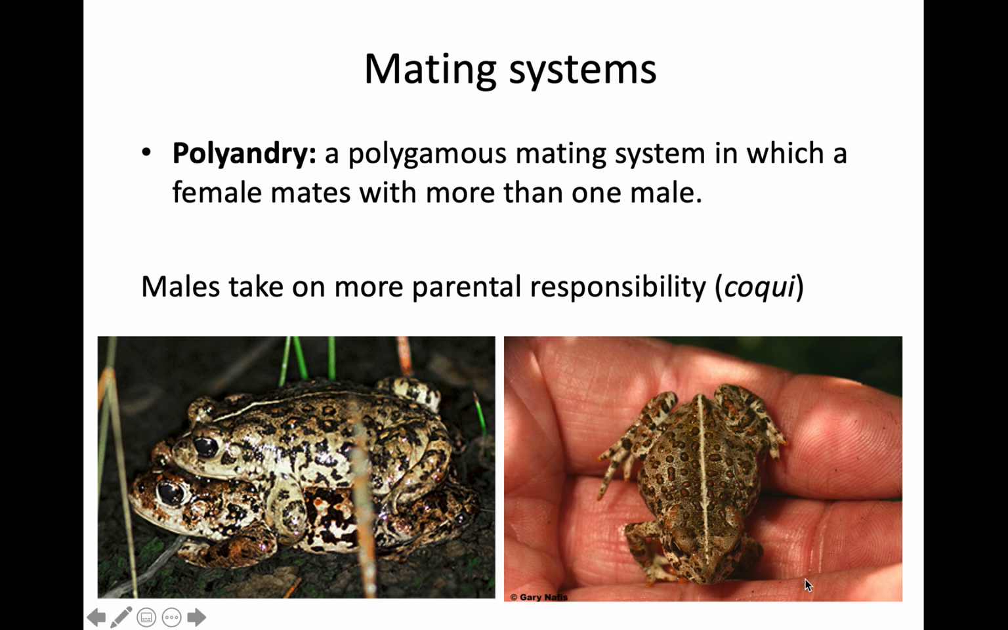So, polyandry is a mating system that results when a female mates with more than one male. And often this happens in species where males take on more parental responsibility. This is a tree frog that you'll learn about in the other lecture about mating systems, where the male actually spends time protecting the egg mass that's laid in trees.